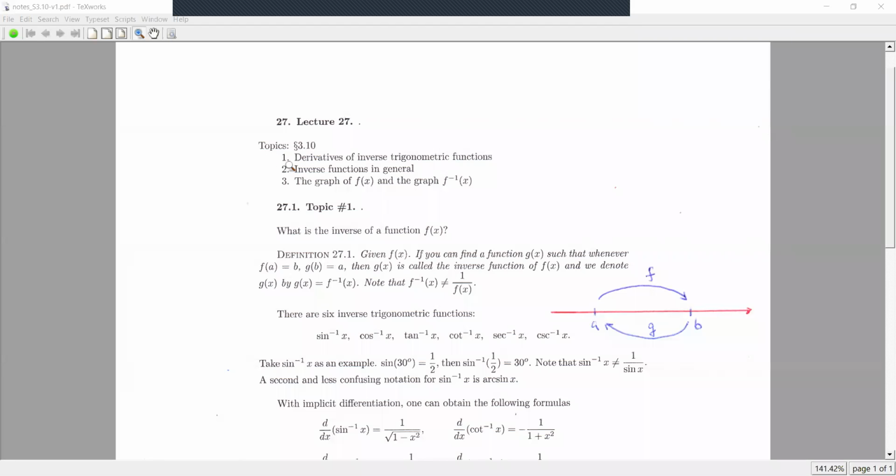Section 3.10, three topics. Topic 1, derivatives of inverse trigonometry functions. Topic 2, inverse functions in general. Topic 3, the graph of function f and the graph of its inverse function.